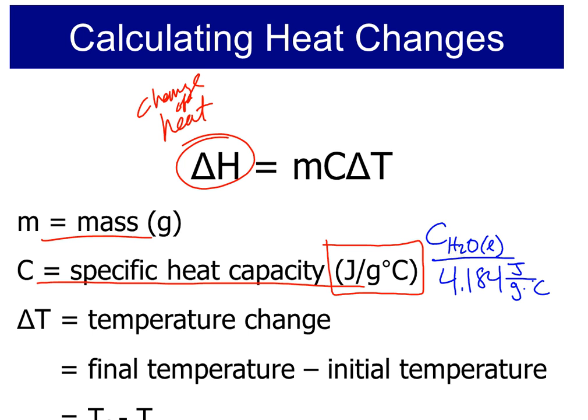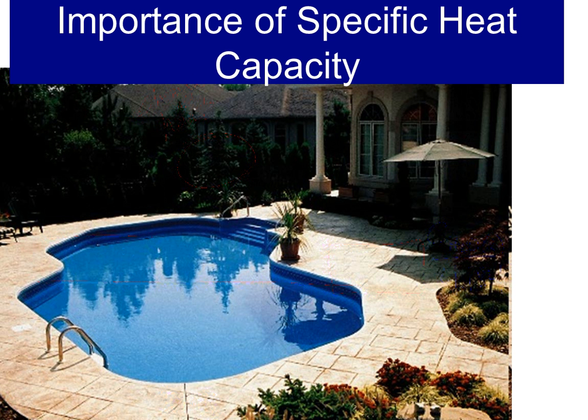And then lastly, ΔT, which is the change in temperature, which is the final temperature minus the initial temperature, meaning I'm going to have a change in heat. I want to know what the temperature is before that transfer and after that transfer. If I know what it is before, that is my T initial, and if I know what it is after, that is my T final.